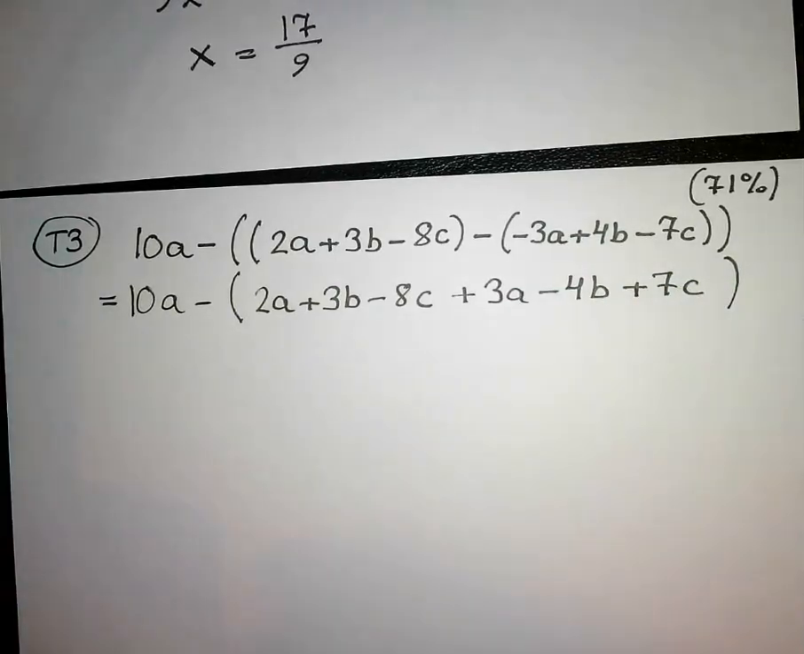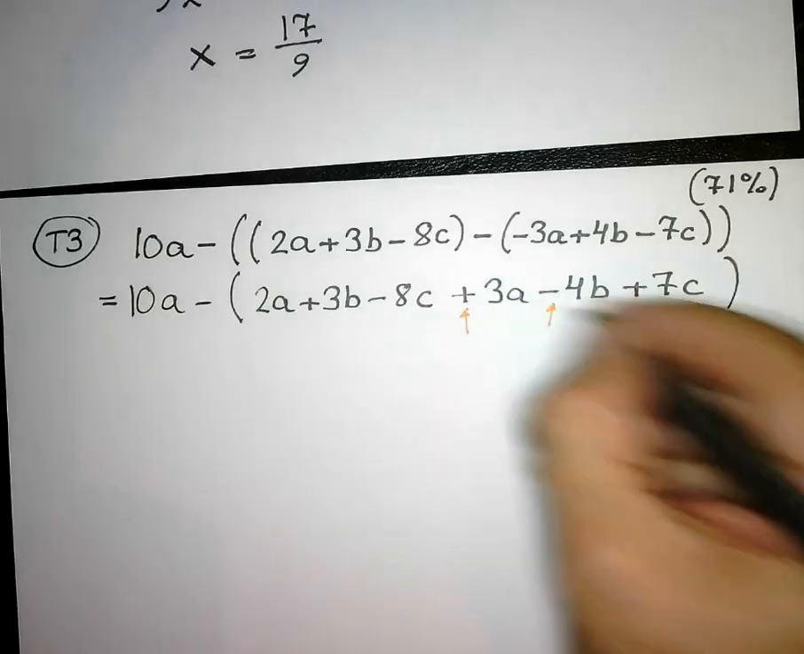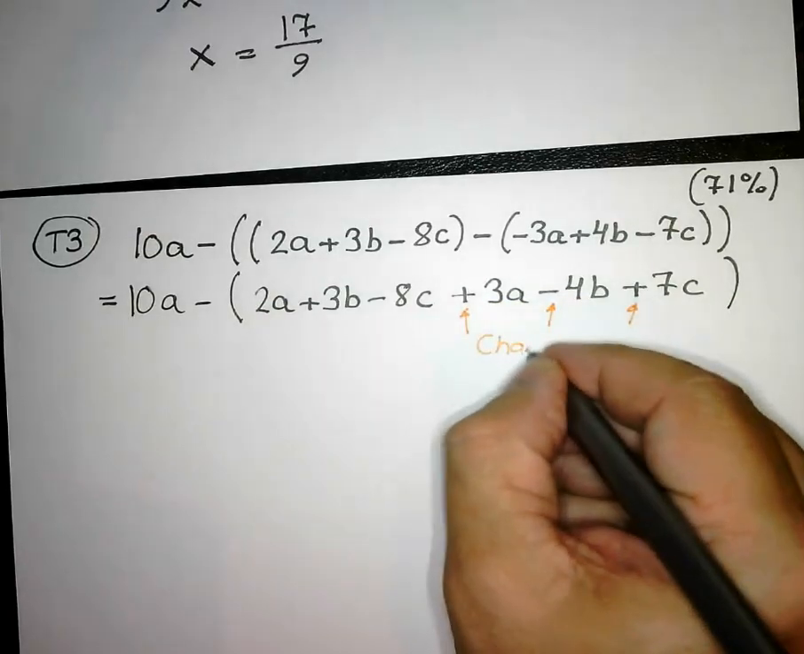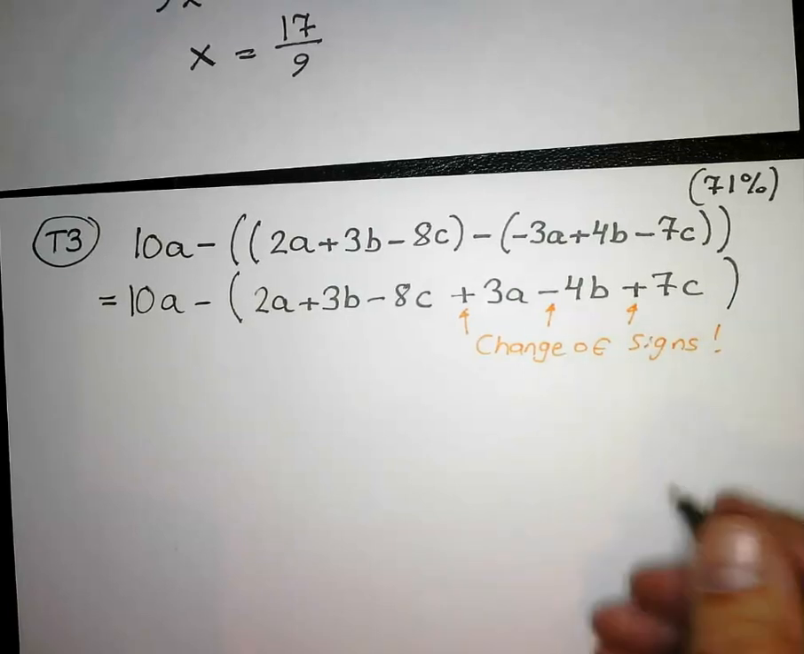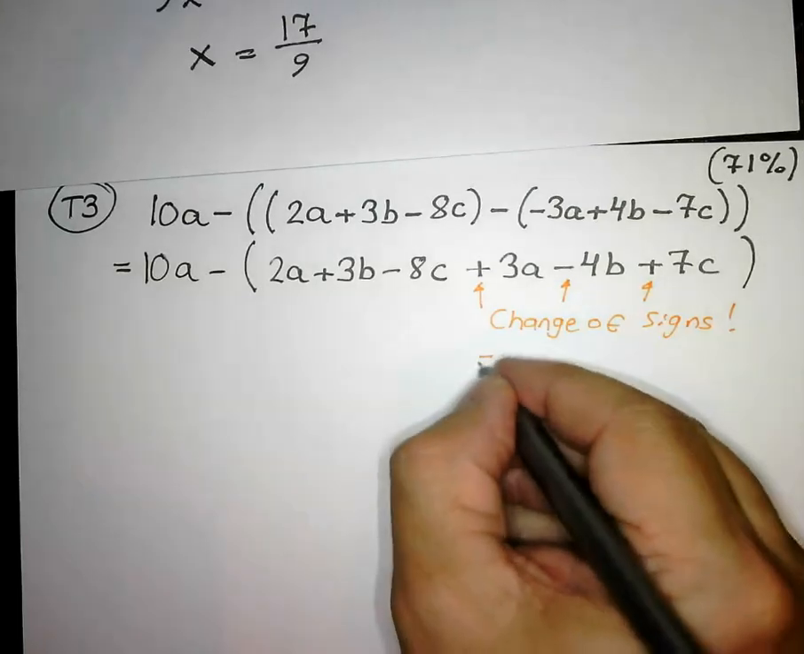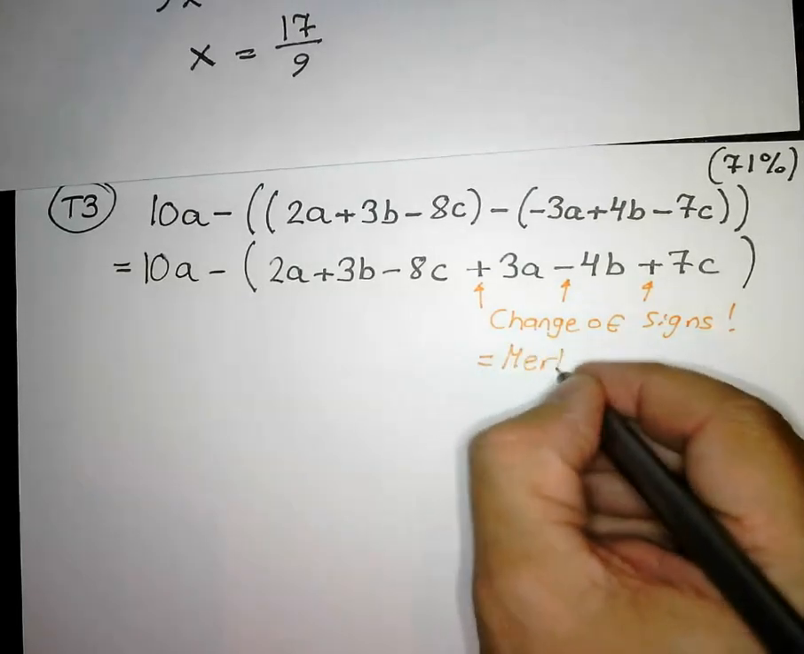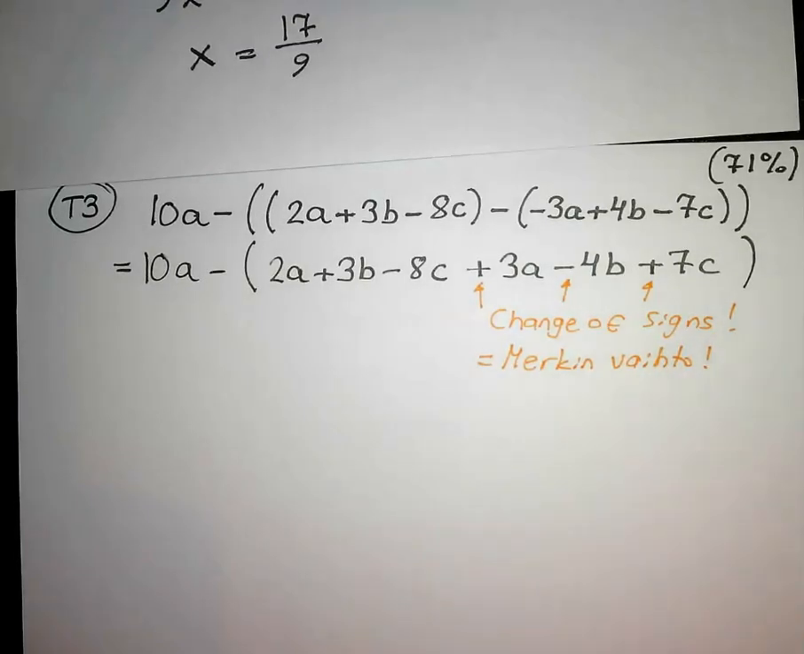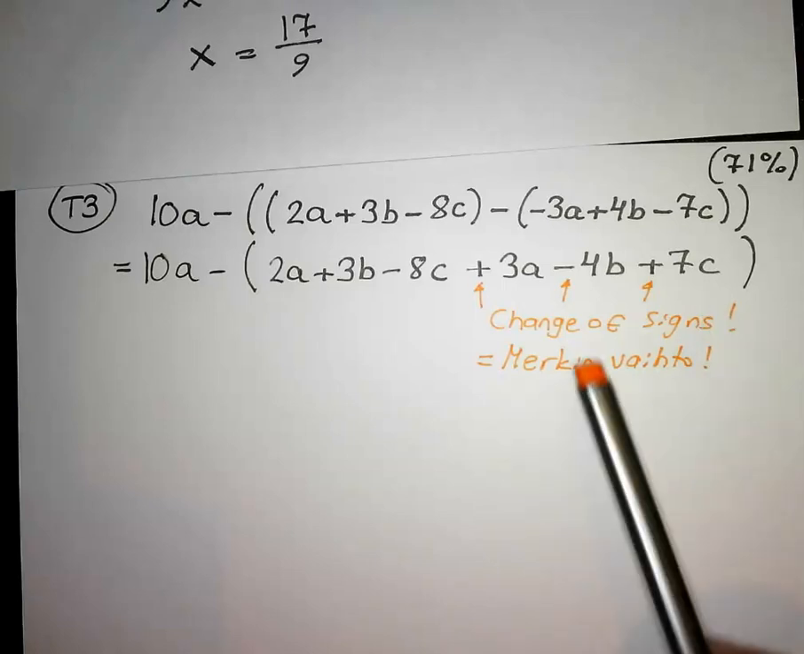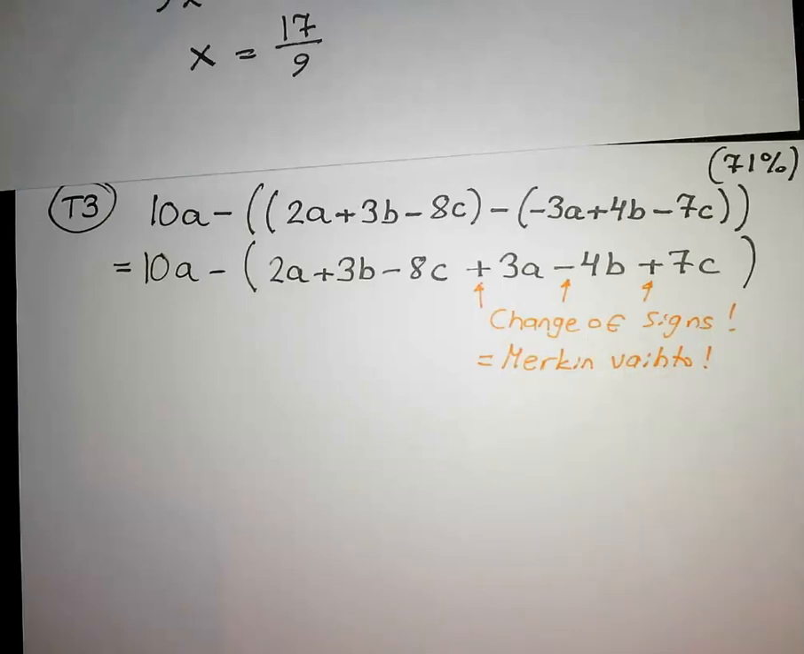I will write there: change of signs. In Finnish we call it merkin vaihto. Merkki is sign, and vaihto is change. So it is in the opposite order than in English. Merkin vaihto, change of signs.